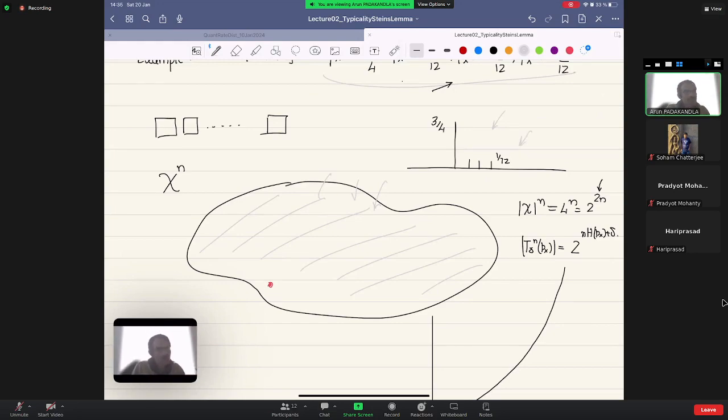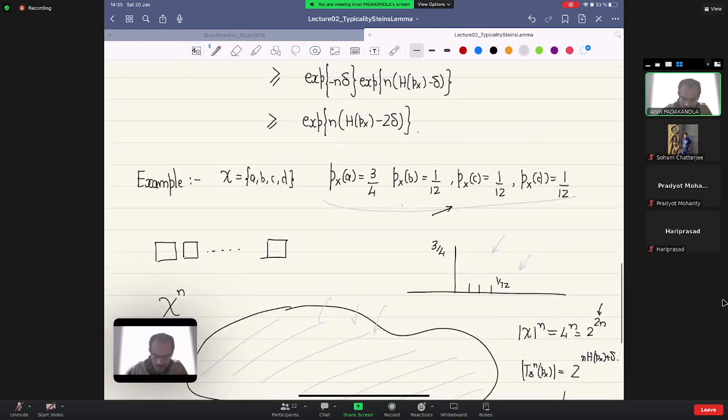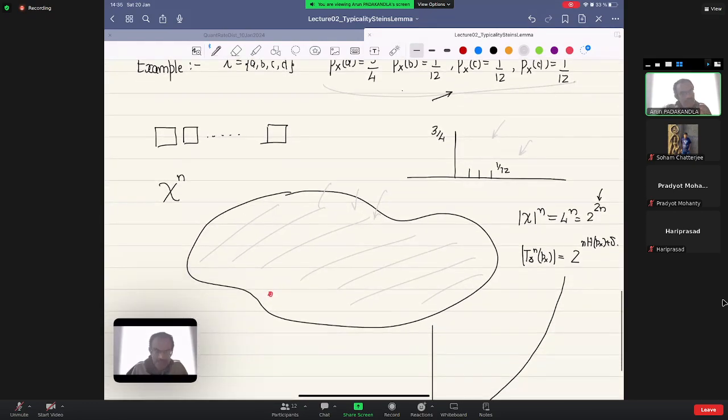But you can give up once in 10 power 700 times. So that's really what's going on. In order to communicate what I observe with almost certainty, I need only H of PX number of bits. So I can distinguish every sequence.